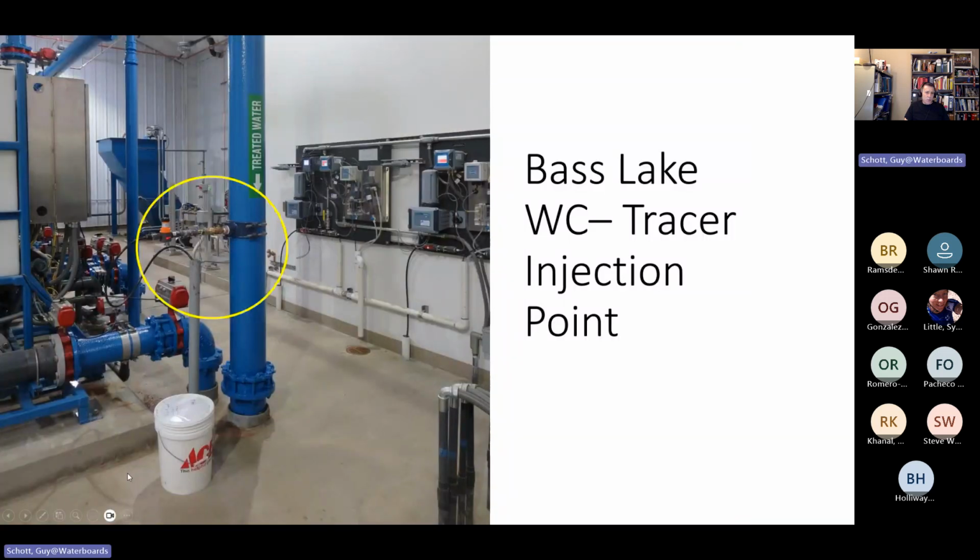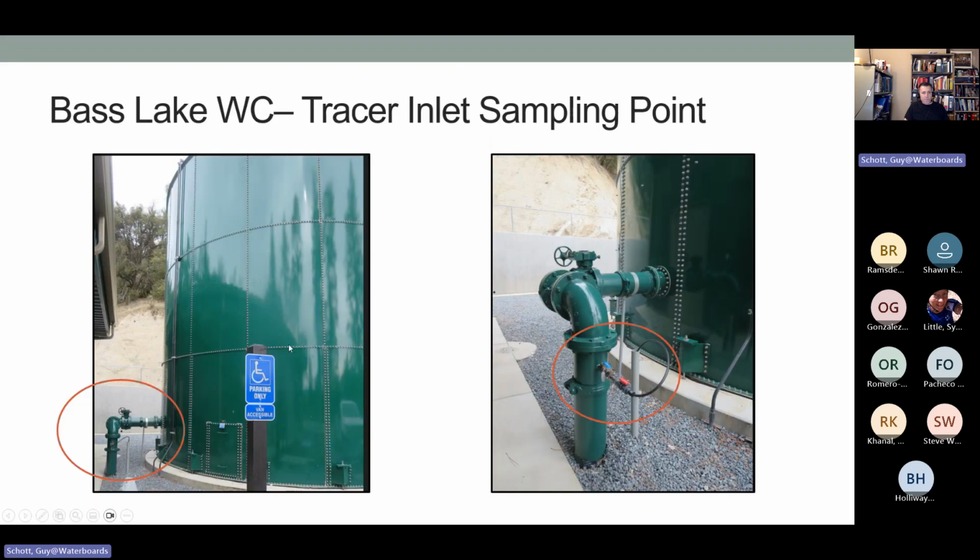So here's where we're going to inject the fluorite. This is where they're adding their chlorine. Now, because they're going to waste, they don't need to add chlorine, and so we're just going to use this injection port for the fluorite. And we're just going to have a bucket, and they're just going to pump out of this bucket right into here. The inlet sampling point is going to be at this location.